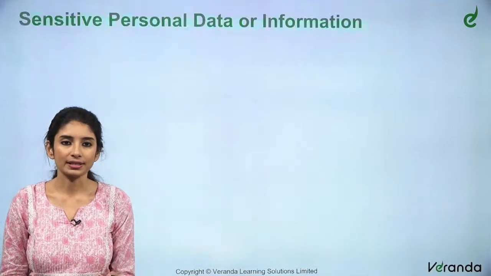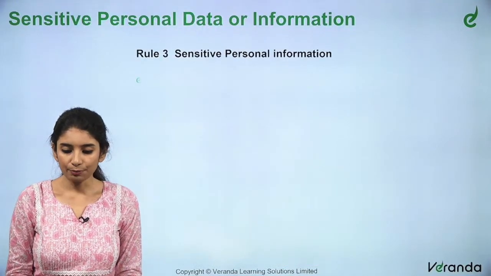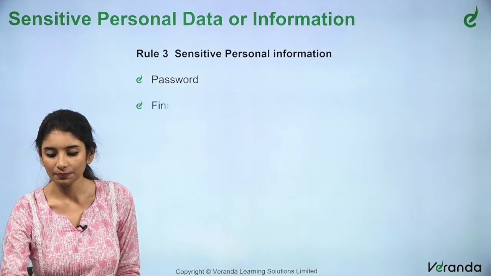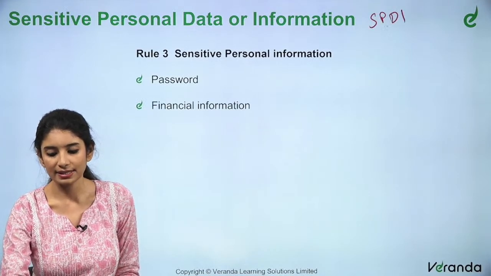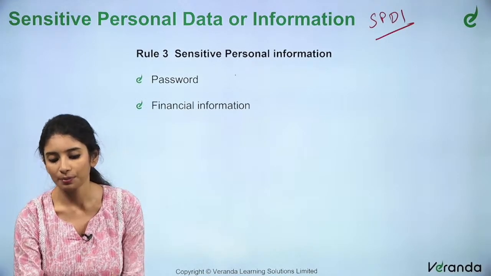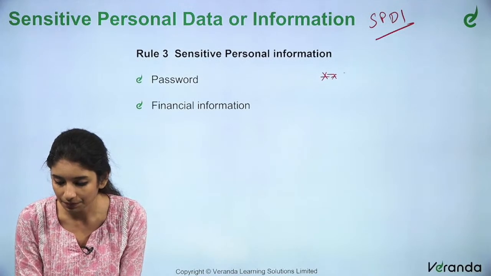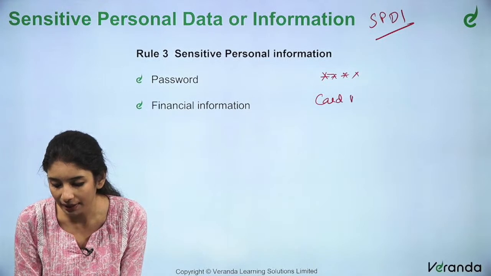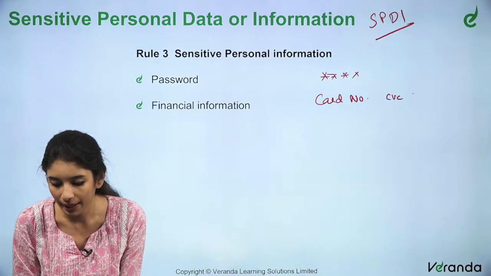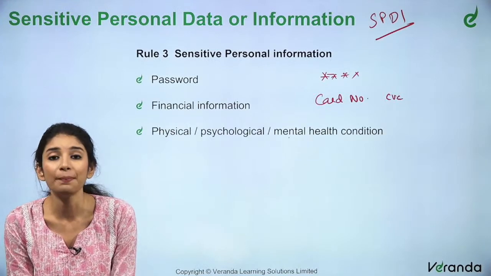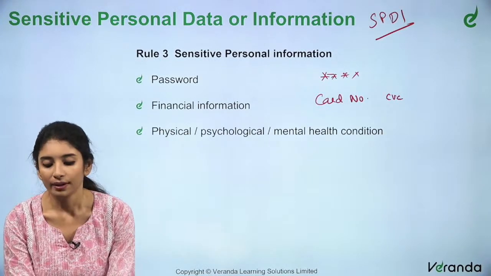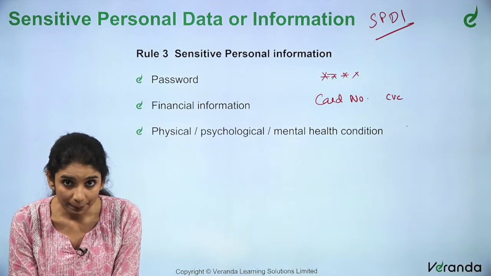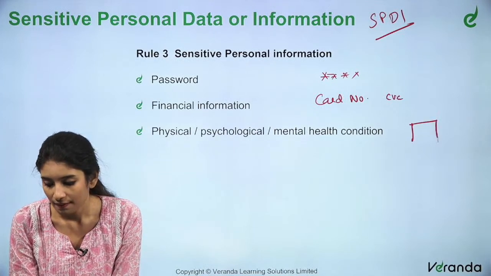Easy? Very easy. What is sensitive personal data or information, SPDI? Rule 3 says that sensitive personal data or information is any password, any financial information, for example my card number, my CVC code, physical, psychological, mental health condition that I submit to the hospitals.